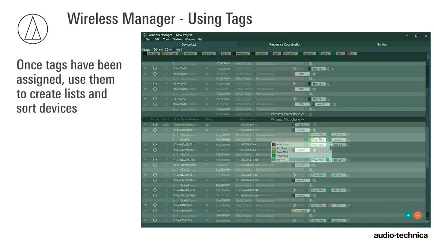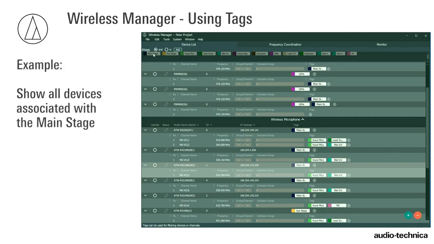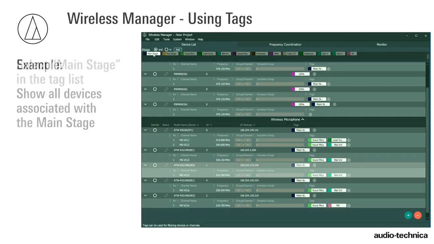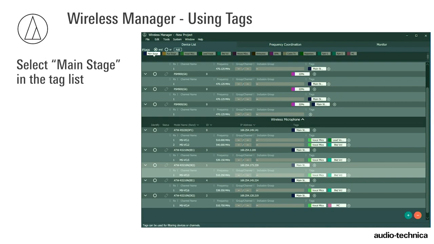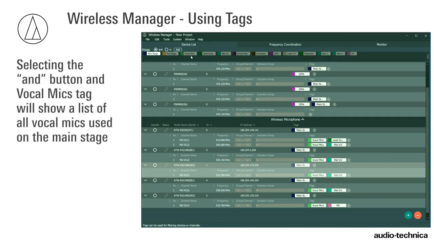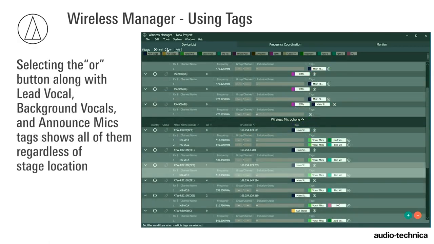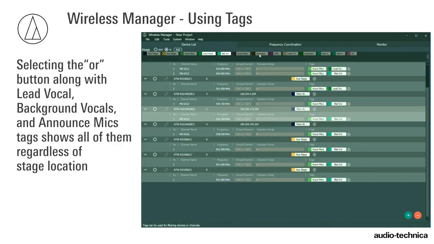Once tags have been assigned to devices and channels, use them to create a list and sort devices. For example, to see all devices associated with the main stage, simply select Main Stage in the tag list. The software sorts and displays only those items with the selected tag. Selecting the AND button and Vocal Mics tag will show a list of all vocal microphones used at the main stage. Select OR, lead vocal, background vocals, along with announce mics to show all of them regardless of stage location.